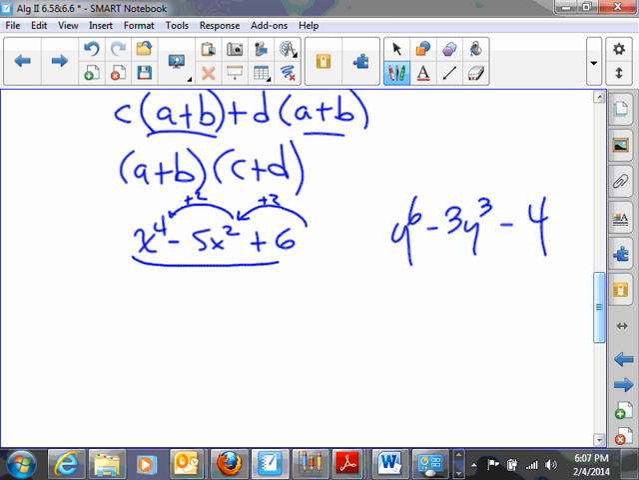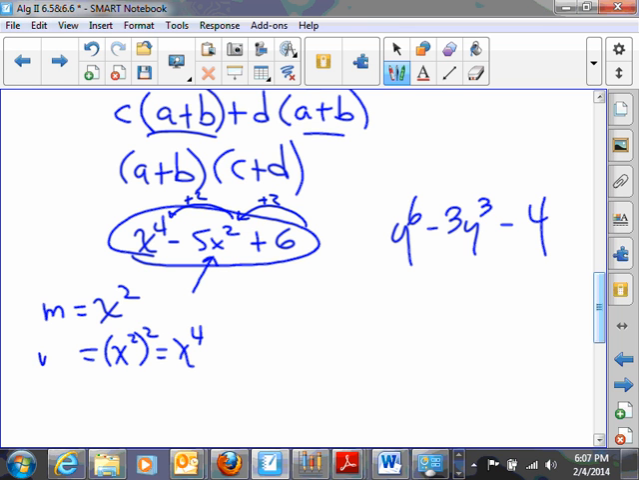Let's actually take a look at this one just quickly. Now notice the middle term variable is x squared. What we do is we pick another variable, let's say m, and we let it be equal to that middle term. Then we ask, what would we get if we squared x squared? That is x squared squared, which is x to the 4th, and so that would be m squared. Now, if we substitute in for x squared and x to the 4th, we get m squared minus 5m plus 6. And this can be factored as a quadratic trinomial.